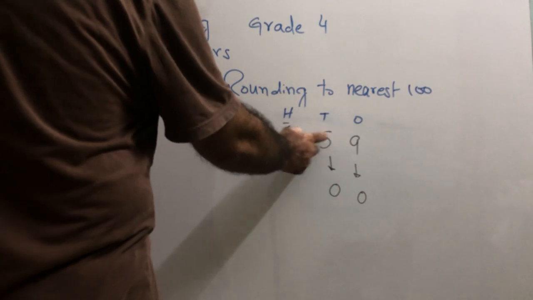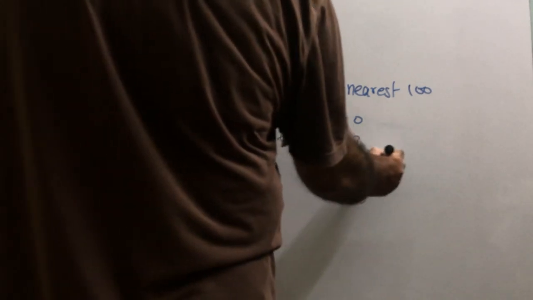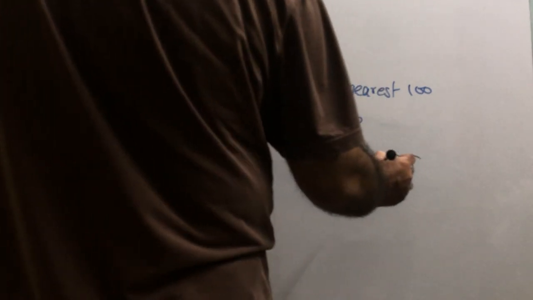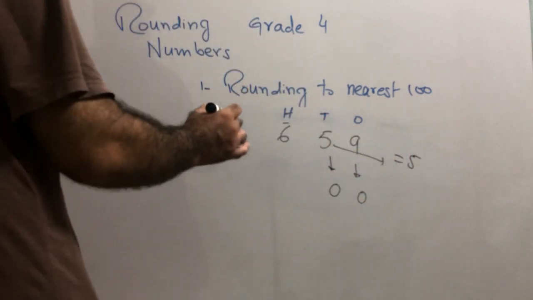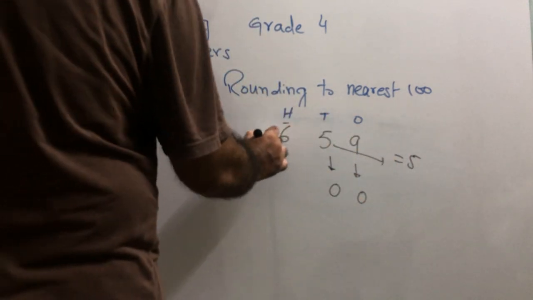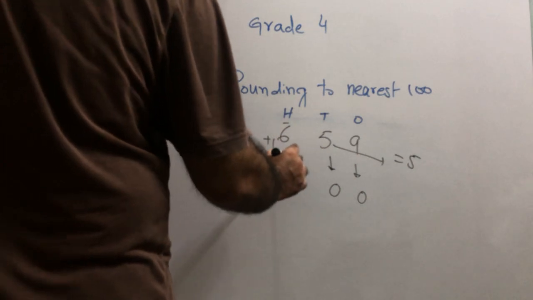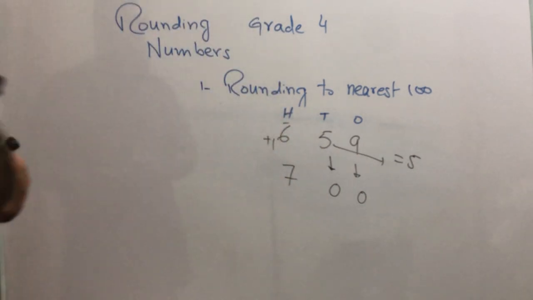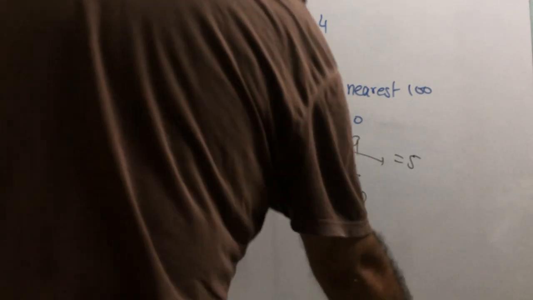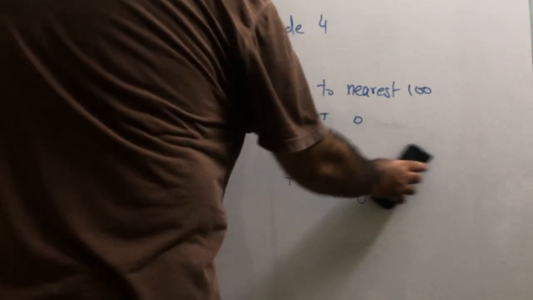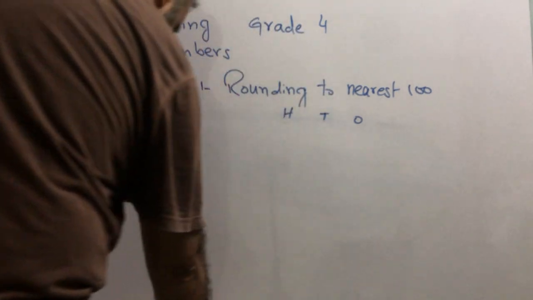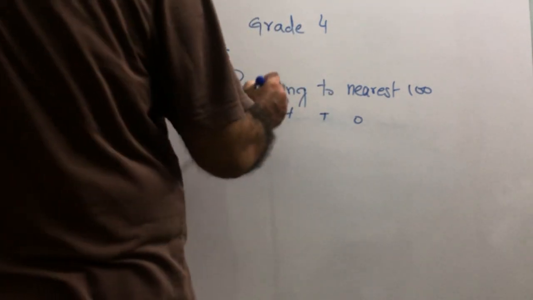This is the neighbor. If this number is equal to 5, then we add 1 to the 100th place. This 100th place, we add 1. 6 plus 1 is 7. It becomes 7. 700 is the answer. So the original number was 659. When we decided to round it to the nearest 100, we got the answer 700. This was another example. Now we will be moving ahead to more examples for rounding to the nearest 100.